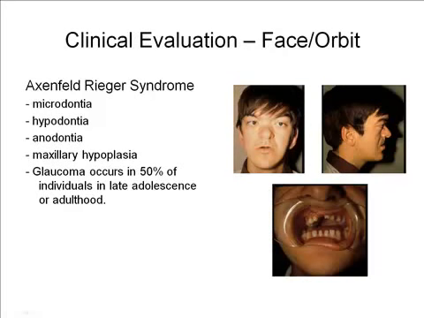Axenfeld-Rieger can also have a number of facial or external findings. Typically they'll have dental abnormalities, hypodontia or microdontia. They can have malar hypoplasia as seen in the profile images here. Glaucoma occurs in 50% of these individuals.